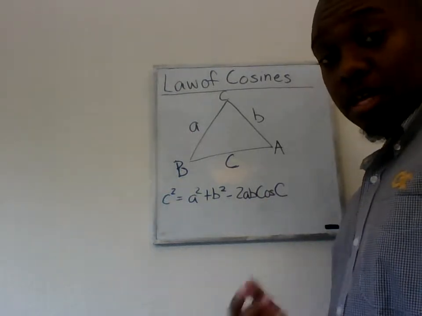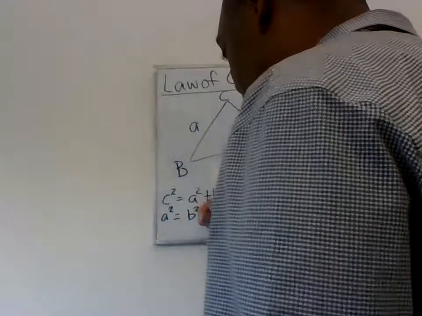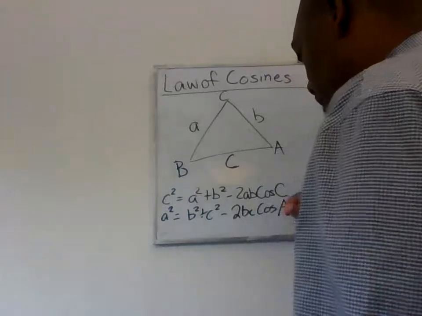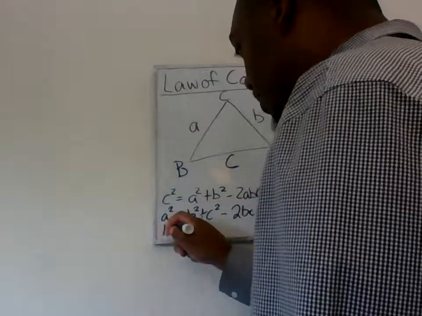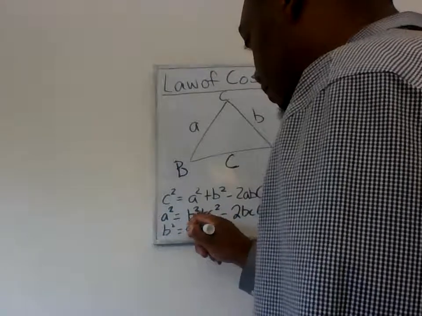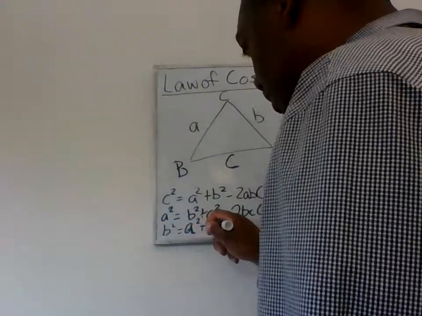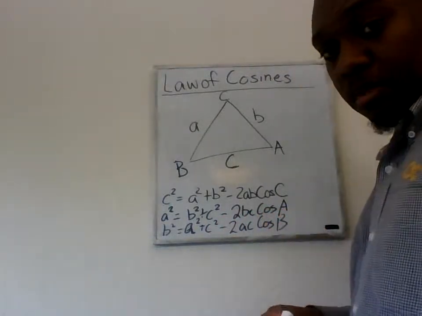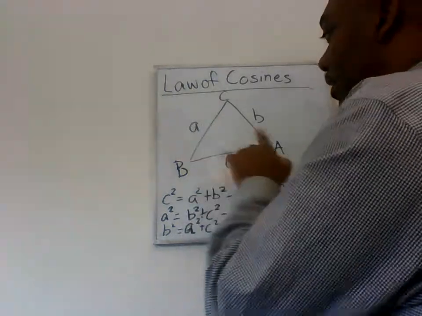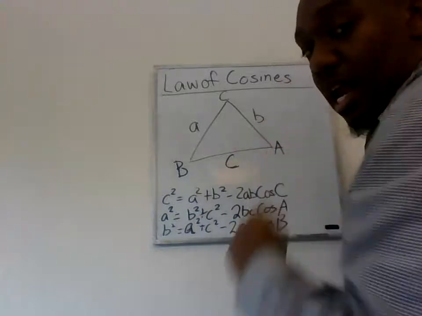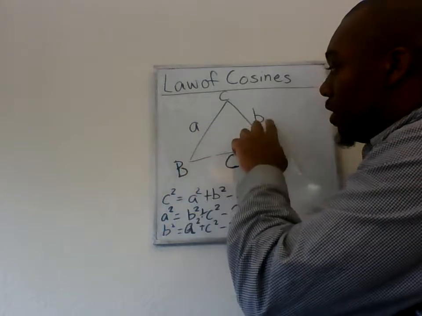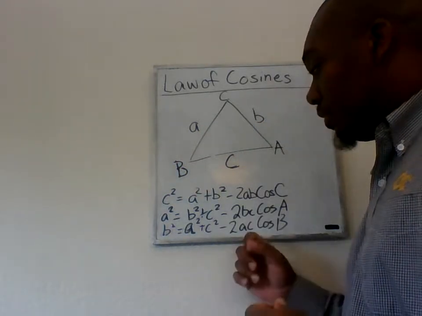Now, we could write this also for the other sides as well. We could do a squared would then equal b squared plus c squared minus 2bc cosine of A. And we could also do b squared equals a squared plus c squared minus 2ac cosine of angle B. So we can do this for any of the three sides, and for any of the opposite angles. Given two sides and the angle in between them, we can do this for the opposite side. So no matter what, you can always do this.